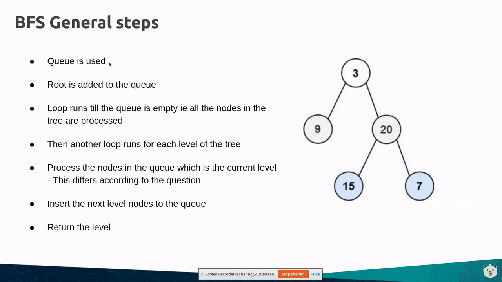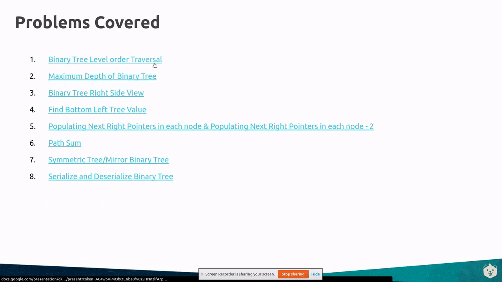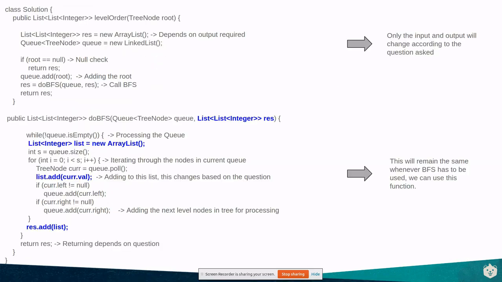So a queue is used. We saw that. Root is added to the queue. Yes, we saw that in the main function. After that, what will we have? We'll have an outer loop which will iterate till the queue is empty, and then an inner loop to process the nodes in the current level as well as the next level. You can write this down, understand it, and write it out in your own words. Now let's see how we do it.